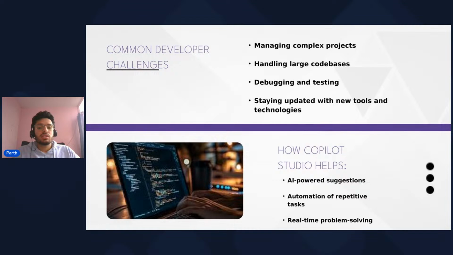First of all, we have AI-powered suggestions. Copilot Studio has GitHub Copilot, so it is probably the best generative AI model for coding. It helps with AI-powered suggestions, pre-filling code lines and inlines, and it can even build your templated code. So yeah, that's how AI-powered suggestions work in Copilot Studio.